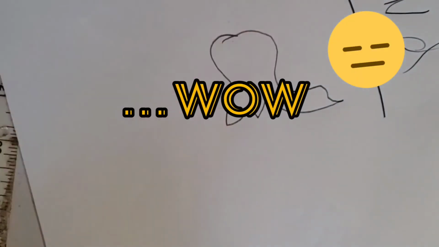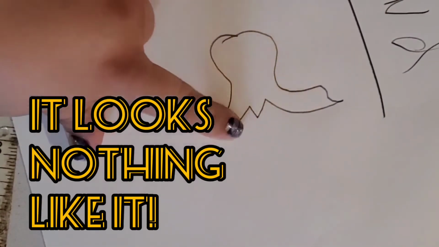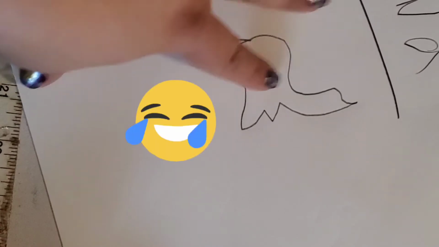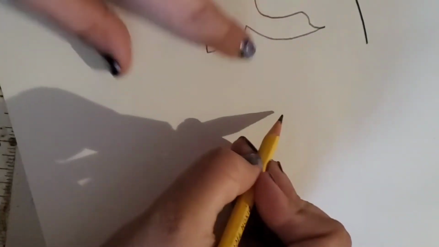So obviously, that's not what the dinosaur looks like. I tried to get the little head, I tried to get the tail, and it just didn't quite work. And that's okay. It's supposed to be oddly shaped. So let's go ahead and try it again. I'm going to try it again with my eyes closed.